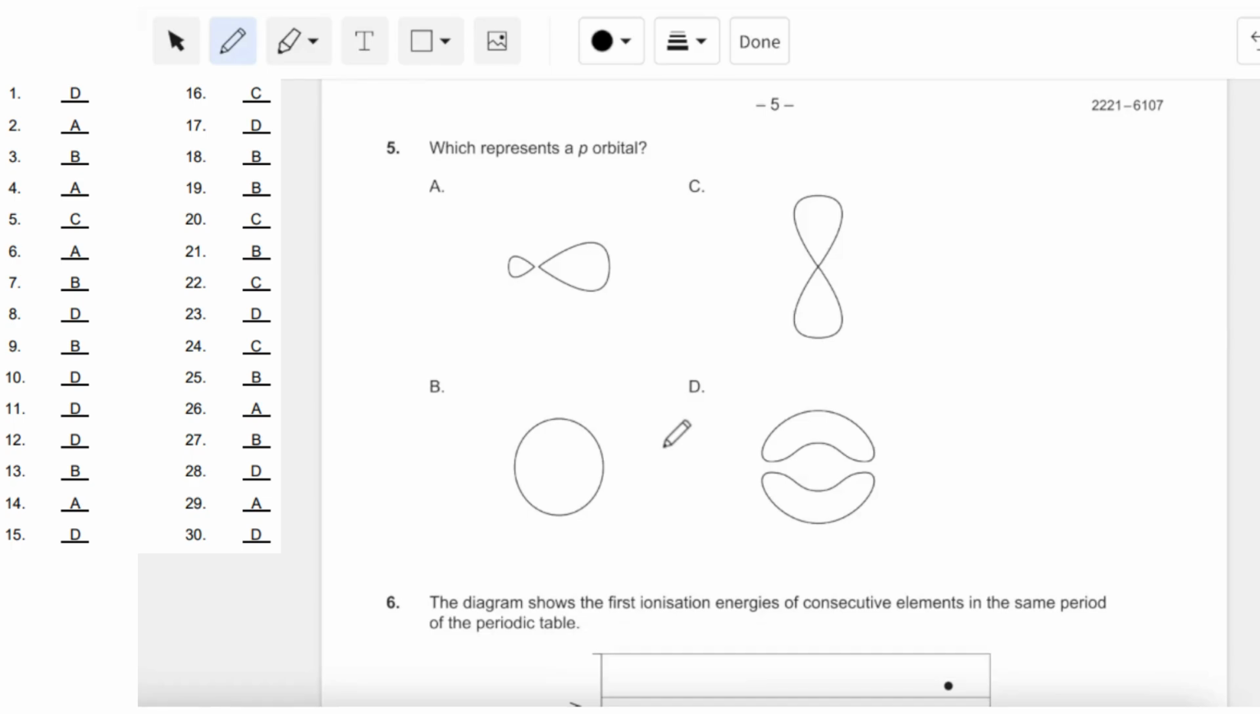All right, so what about number 5? The answer will be C, because A is a hybrid, and the orbital of this one is s, and this one is a pi bond. So the answer is C.